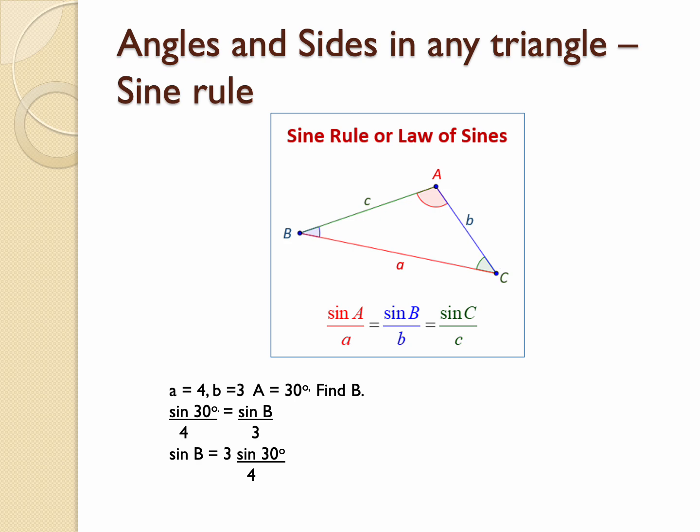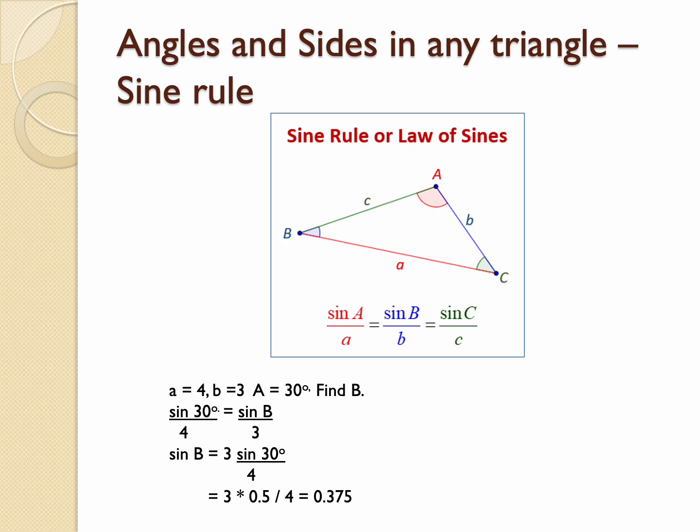Again, if you don't know how to make something the subject of an equation, you can look back at the video on how to make a subject. So sine B is 3 times sine 30 over 4. And then, like I said, we can use a calculator and fill in the value of sine 30. And then the answer is 0.375.